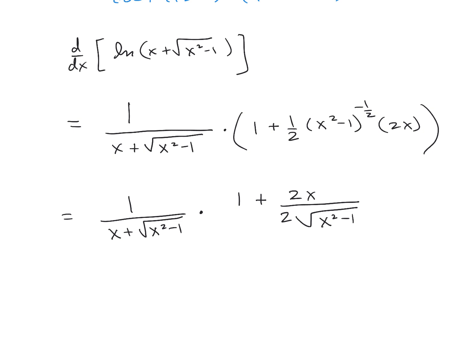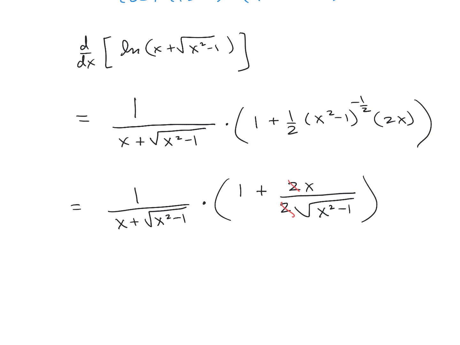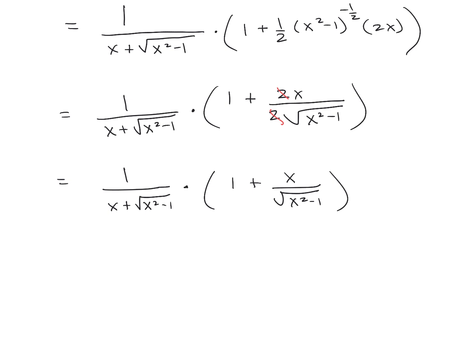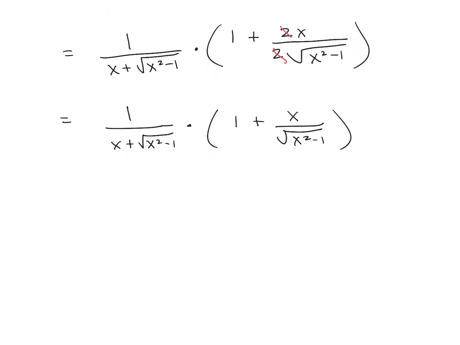So if we now simplify this down, you'll notice we can cancel out our 2's. So now once those 2's are canceled out, we can go ahead and rewrite this as 1 over x plus the square root of x squared minus 1. And then over here, it's multiplied with 1 plus x over the square root of x squared minus 1. We will now get common denominators before we multiply.